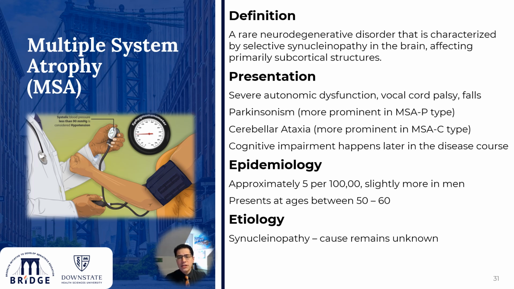The epidemiology is similar to how PSP presents. About 5 per 100,000 Americans, slightly more common in men, but it presents at a younger age, somewhere between 50 and 60 years of age. And the etiology remains unknown.